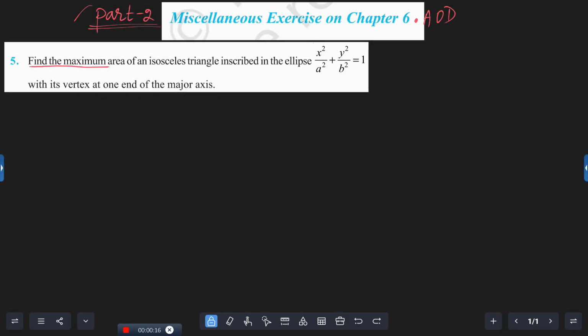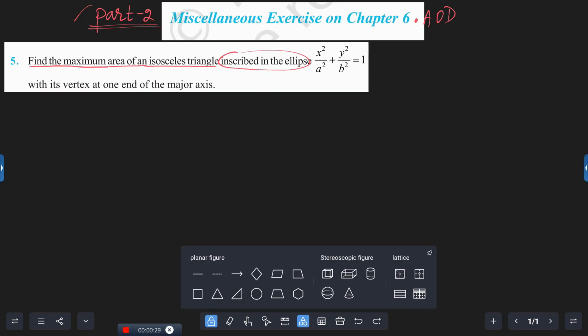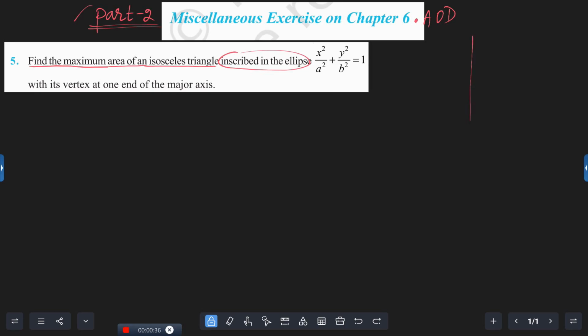Find the maximum area of an isosceles triangle inscribed in an ellipse. Okay, there is an isosceles triangle that will be inscribed in an ellipse. So first I will draw the ellipse. This is the ellipse I am taking.